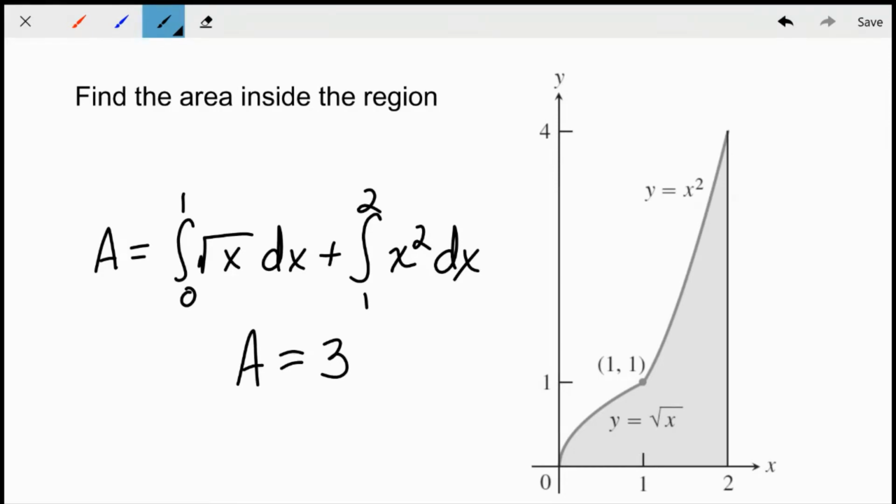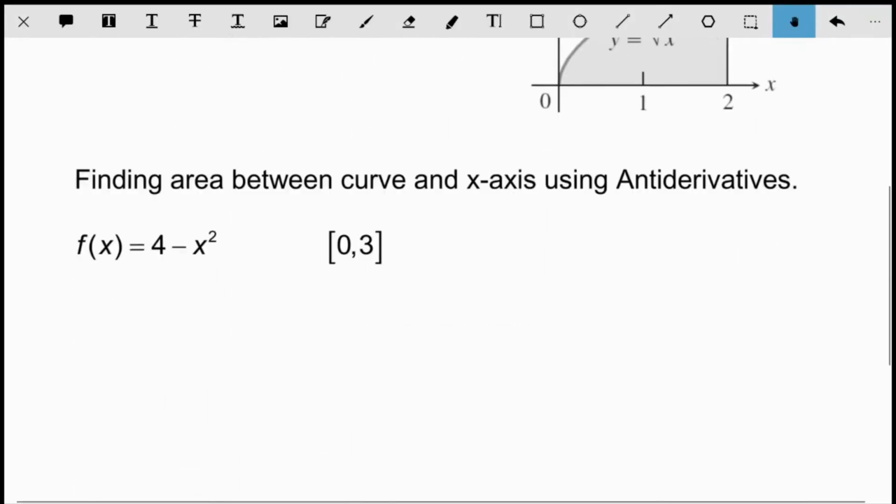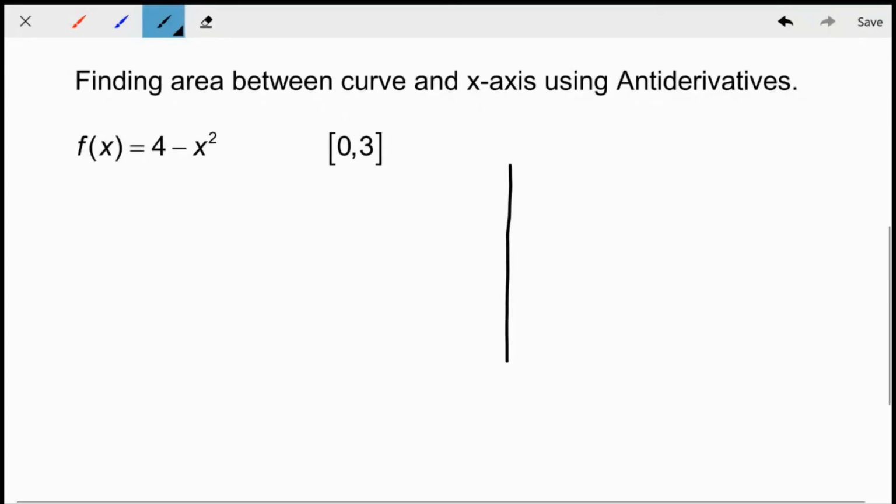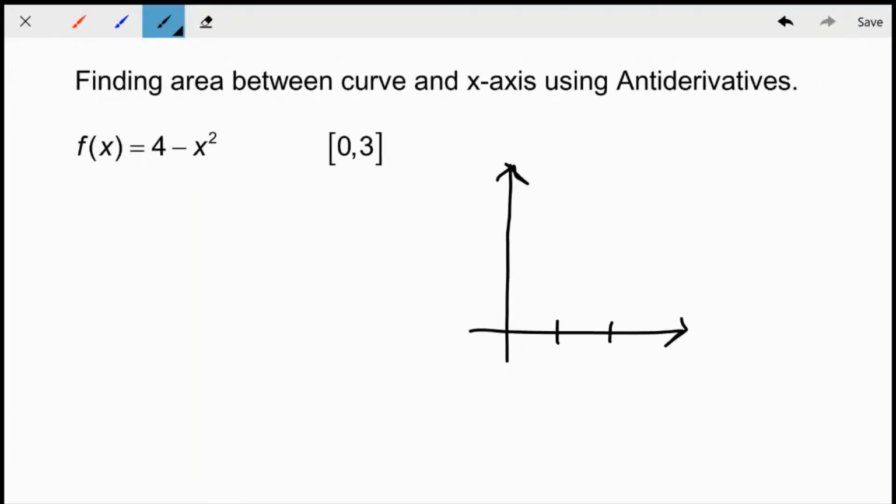Where you do want to be careful, though, on these area questions are questions like this next one. Finding area between the curve and the x-axis using antiderivatives. So we have y is equal to 4 minus x squared, and we're evaluating from 0 to 3. But remember, we're not just trying to solve an integral here. We're trying to find the total area between the curve and the x-axis. Okay, so we have to think about what this function looks like. And this is part of the reason I said always try to think about conceptually what's happening on these when you're solving them out. So 4 minus x squared would actually cross the x-axis at x is equal to 2.